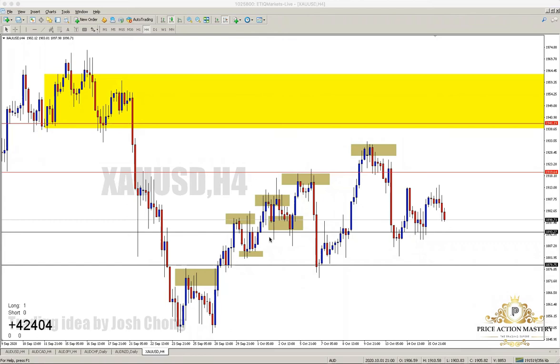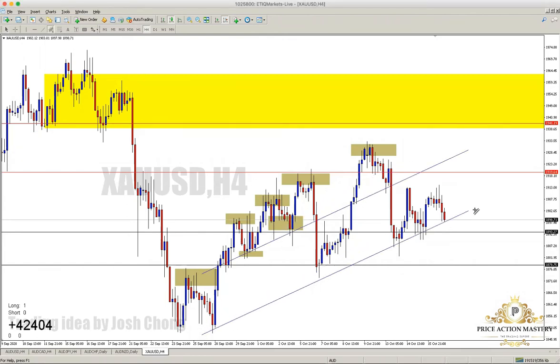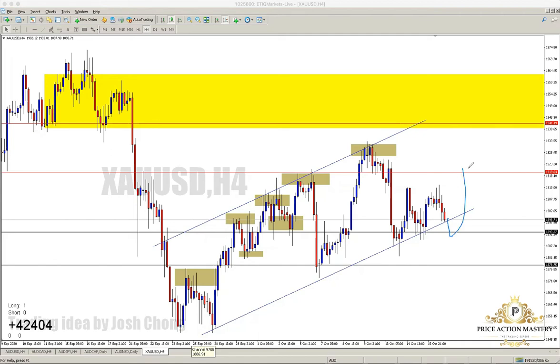Again, as we can see, if you're using a channel, you can see the channel very clear. This is the so-called channel. So basically the market is still in the uptrend. So I'm expecting the market to be able to retest at least this area and then seeing upside exposure.